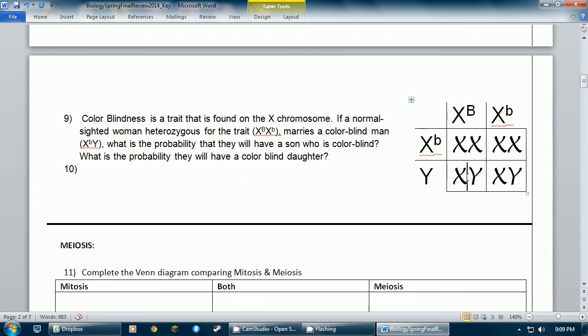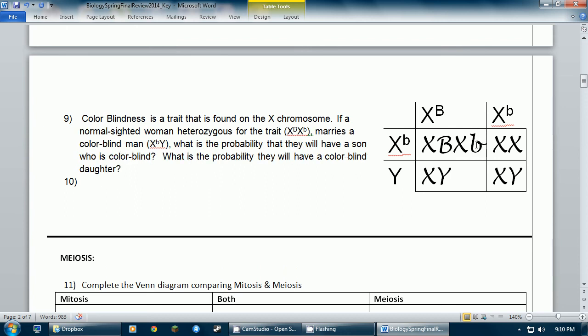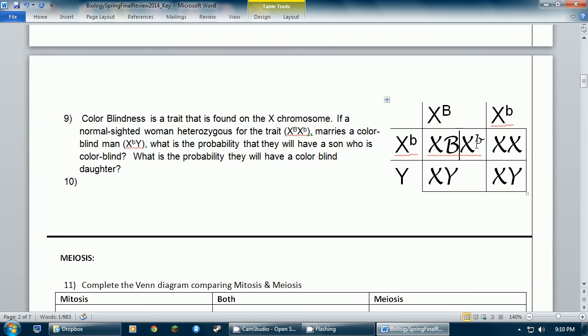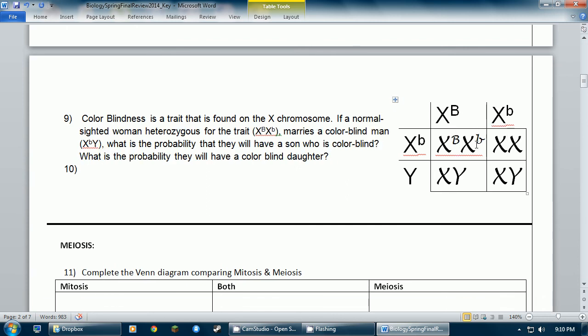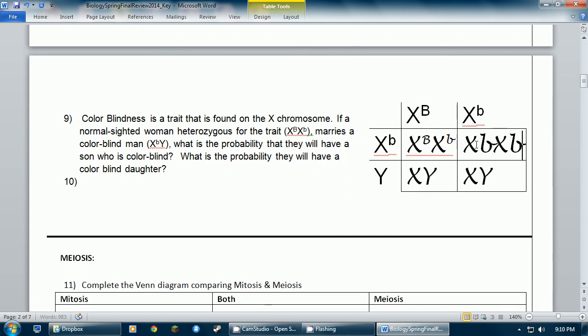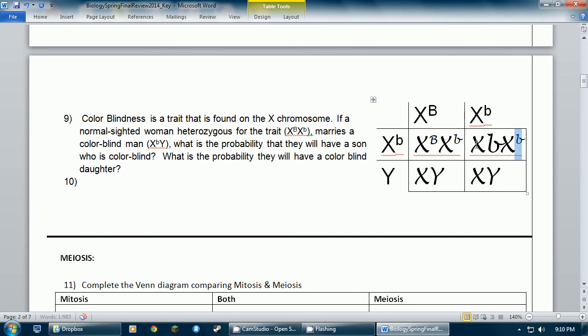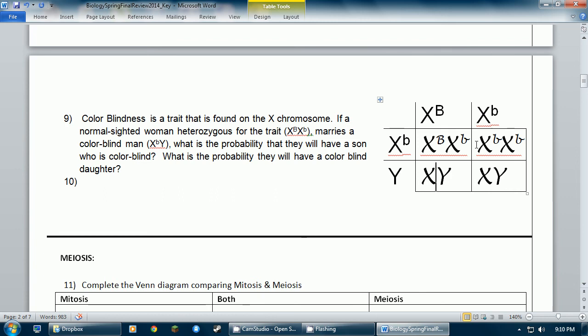So if we look down here into the son category, the girls don't really matter in this Punnett square. I can fill it out real quick just for completion's sake, although it's not really necessary because it doesn't ask about the girls. They can have a girl who's colorblind. That's cool. Oh, actually, that's the second part of the question. We'll come back to that then.